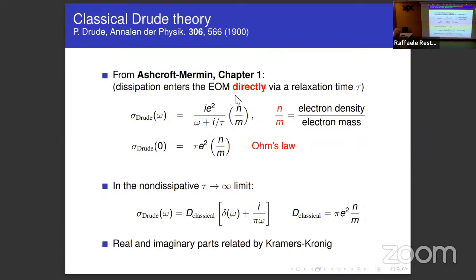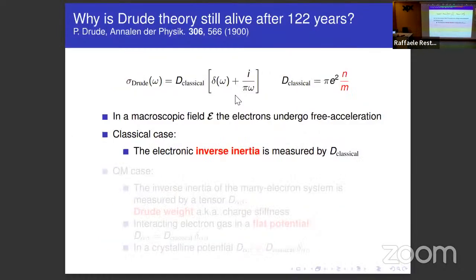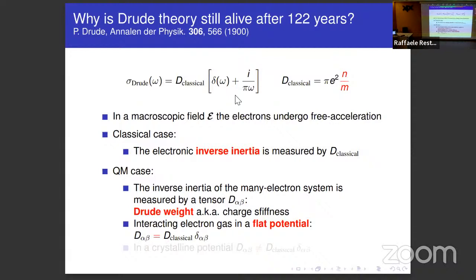Now, before proceeding to the quantum case, I would like to rederive this formula in a different way, because this will be the way which I use in the quantum case. But first of all, one asks why we're still speaking about the Drude weight 122 years after the theory of Drude. Because even in a quantum case, many things survive. What survives is that if you have a pristine metal at zero temperature, in absence of a dissipation mechanism, you have a free acceleration.